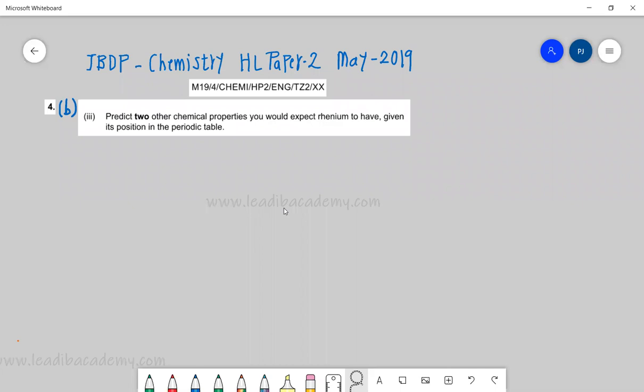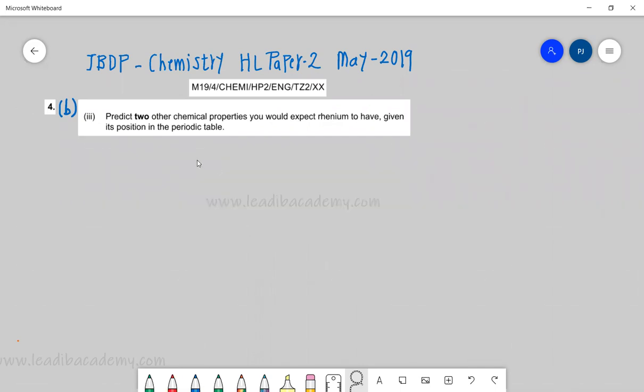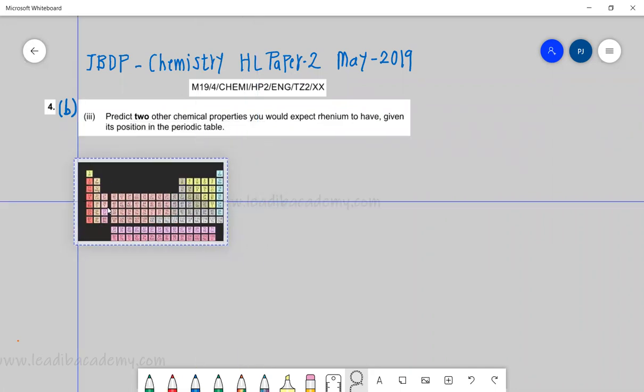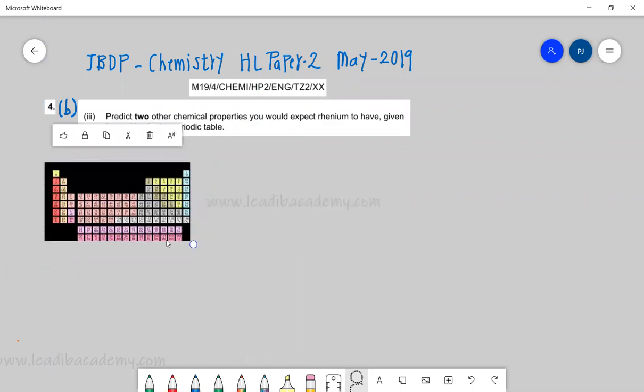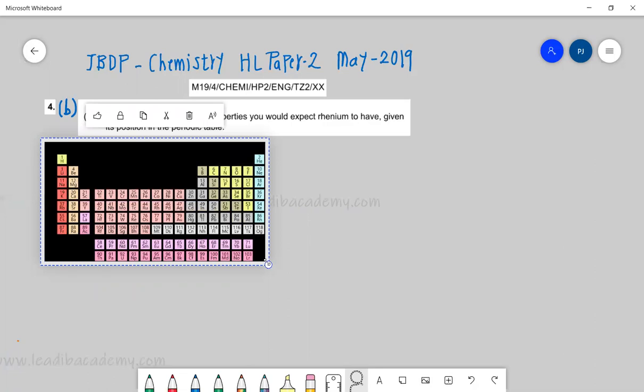Let's look into the next question, 4B3. Predict two other chemical properties you would expect rhenium to have given its position in the periodic table. Okay, so we have been asked to predict its properties. So let's try and understand what kind of properties we can expect, given its position.